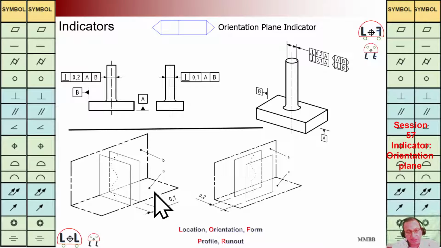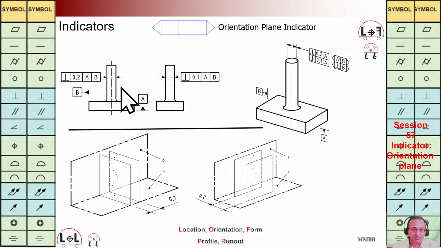Here we have reference plane A. We are going to have two planes perpendicular to B with a distance of 0.1. And here also we can see we should have two planes parallel to B, and it should be perpendicular to A with this distance. Here we have two planes perpendicular to, let's say, A, parallel to B with a distance of 0.2. Here we can easily understand what we want to say when we use the orientation plane indicator. However, in these two views, it has the same meaning.